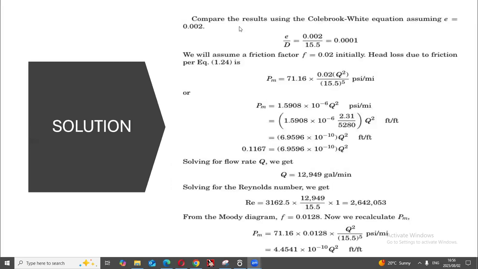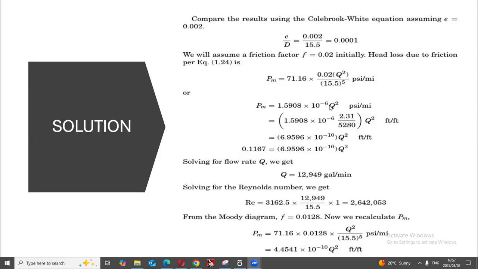Okay, so now compare the results using the Colebrook-White equation, assuming an epsilon. Remember, the value of that roughness is usually in this range. If you remember my previous presentation, using the diameter you can get the absolute roughness. So that's the roughness of the pipe. So the absolute roughness divided by the diameter, you get that. We'll assume a friction factor f equal to 0.02 initially.